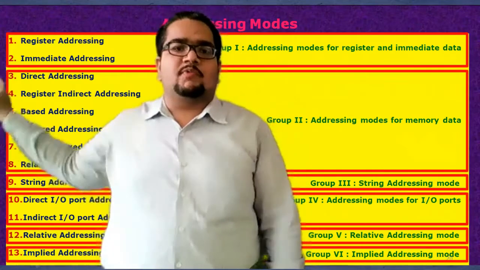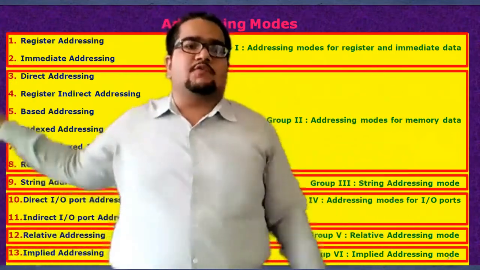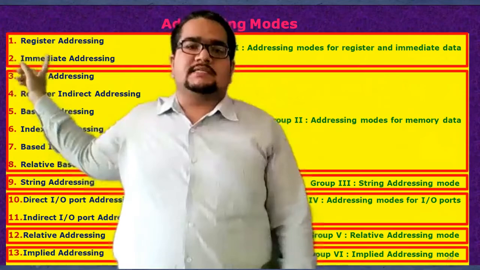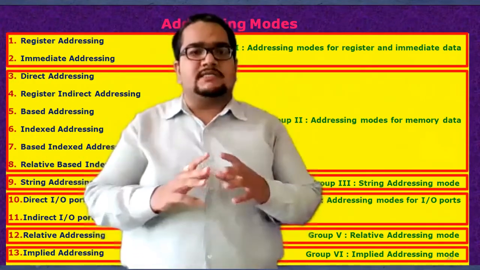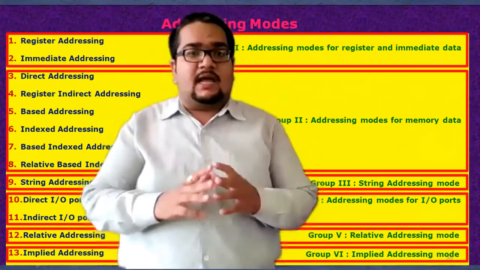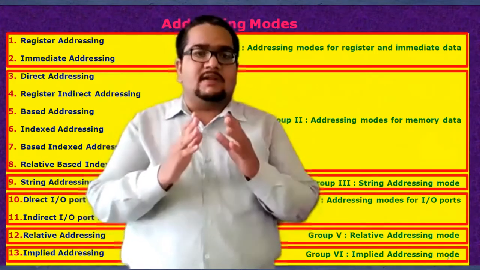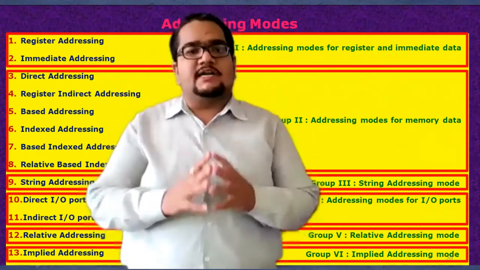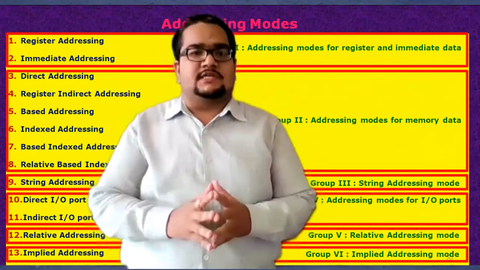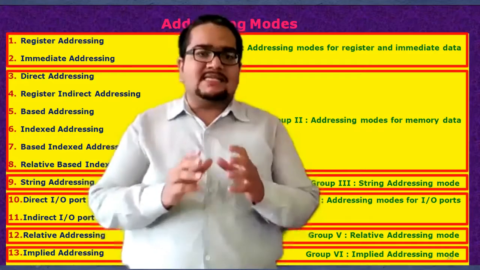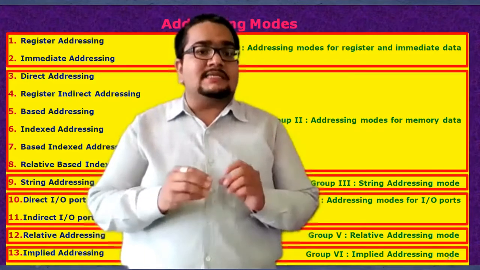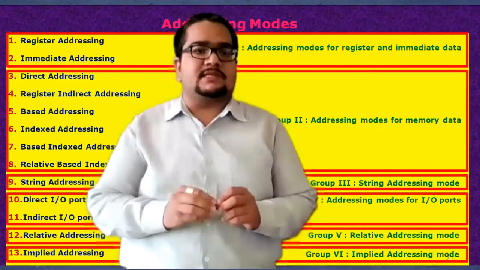When we talk about group 1, group 1 consists of these two addressing modes, that is register addressing and immediate addressing. And group 1 is about addressing of data in which the data is either available immediately in the instruction or it is available in one of the registers. So data is accessible in the instruction as immediate, or in the form of a register. It is there in some register.